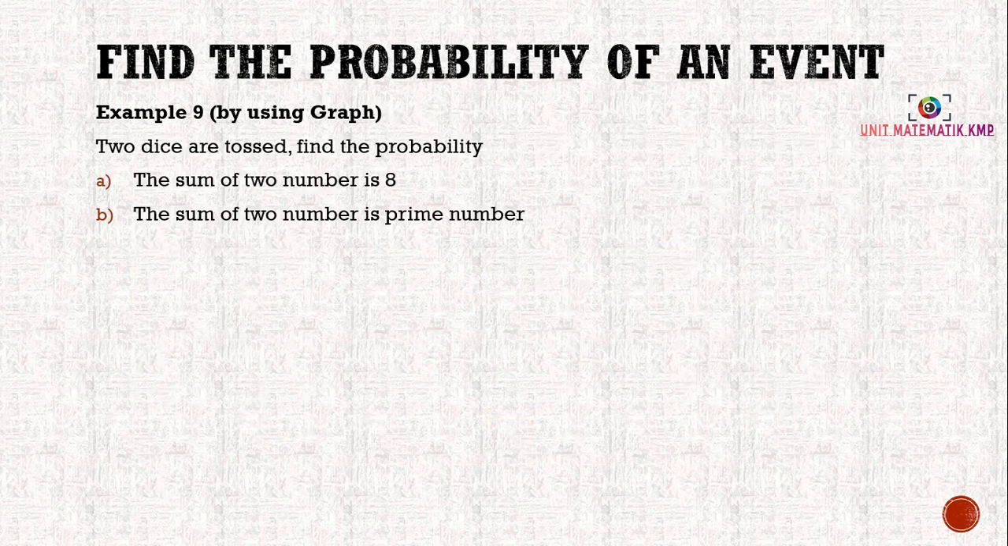Okay, the next example, example 9. Okay, by using graph. Okay, 2 dice are tossed. So kita ada 2 dadu dan kita baling. So find the probability that the sum of the 2 numbers is 8. Okay, and then find the probability the sum of the 2 numbers is a prime number. So first kita buat dia punya graph dulu.